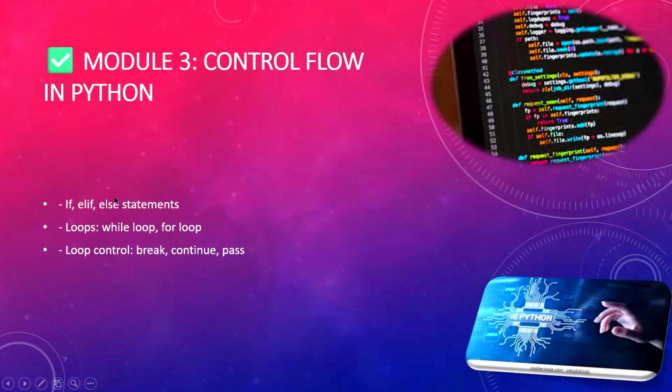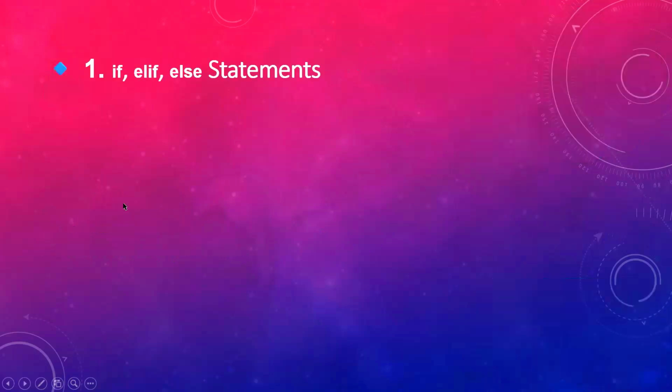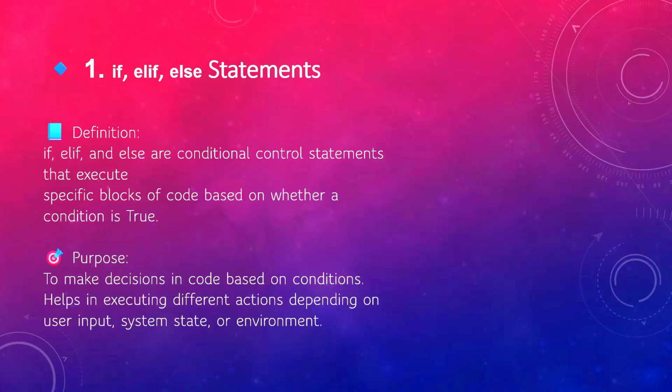First, I'll go with the if condition. What are the if, else statements in Python? When it comes to the definition, if and else are conditional control statements that execute a specific block of code based on whether the condition is true or not. Okay, so you have the condition. If the condition is true, then only the if block will be executed. If the condition is false, then the else block will be executed.